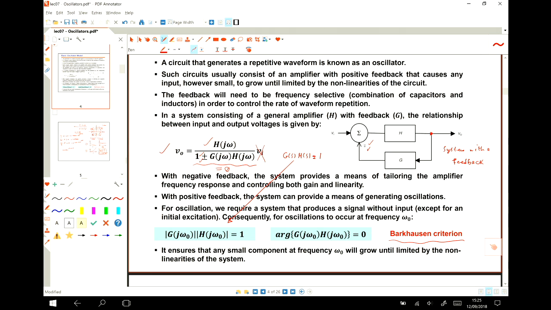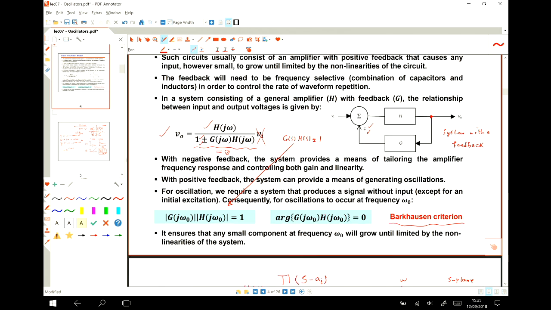So this is the condition that we assume the system is going to be an oscillator. So for any small input, I mean, if we have noise at the input, and we usually have noise at the input, if we assume that there is a small amount of noise at the input, then by this criterion we will have an output. Okay?